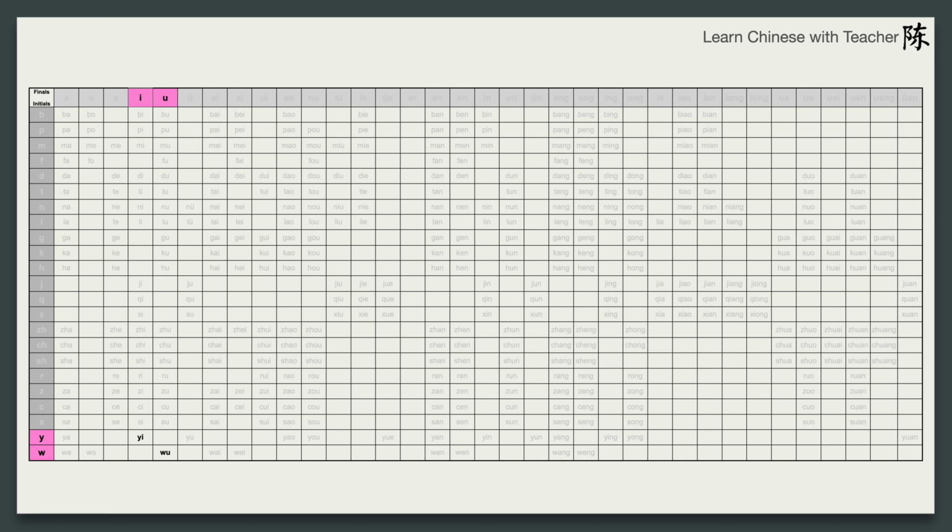Okay? The last one. As we've learned previously, we know that the initial Y has the same pronunciation as the letter I in Chinese. Both are pronounced yi. So the pinyin yi in Chinese is pronounced yi. Similarly, W is pronounced wu. U is also pronounced wu. And the pinyin W, U is also pronounced wu. Pretty easy, right?